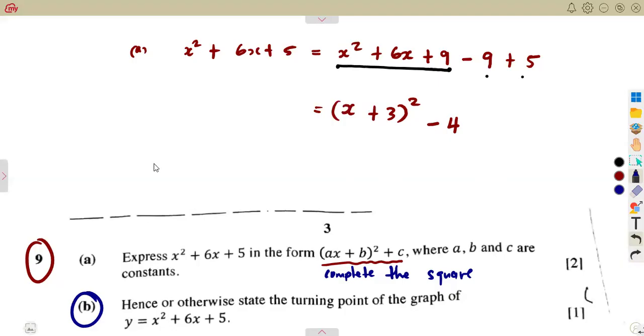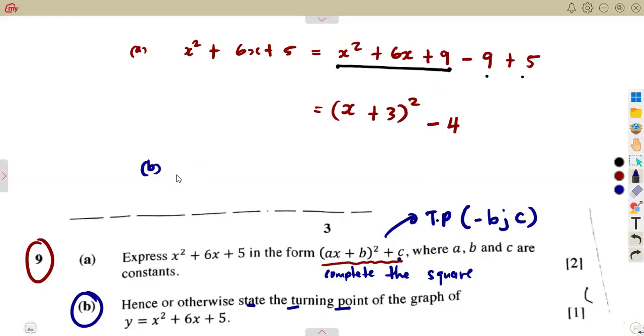B, hence or otherwise state the turning point. Hence, it's a continuation. Otherwise, you can use any other method to determine the turning point. So we do understand that whenever we have got this format that we are given, it follows that the turning point is going to be represented with this part of B given as a negative. So it's going to be negative B. It was a positive. Then the C remains as it is. So this is the condition of the turning point from this format of completing the square method.